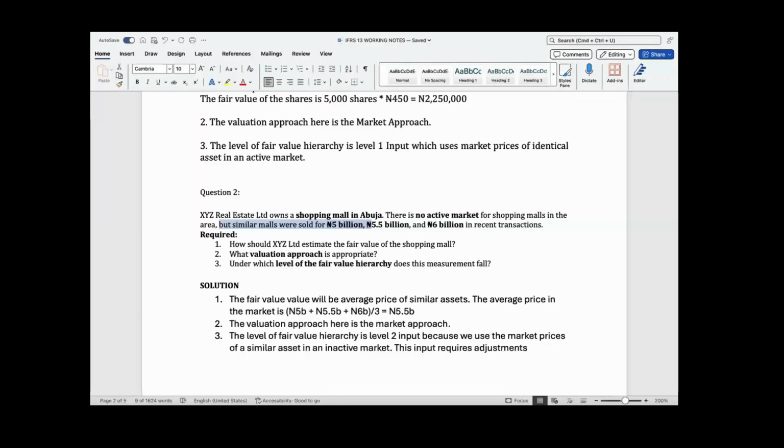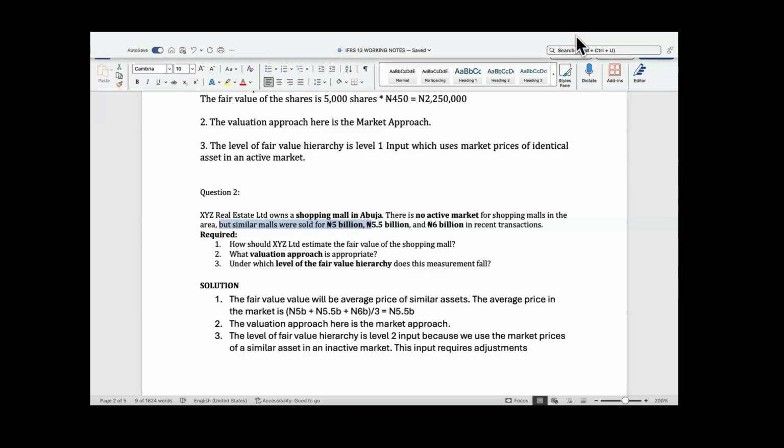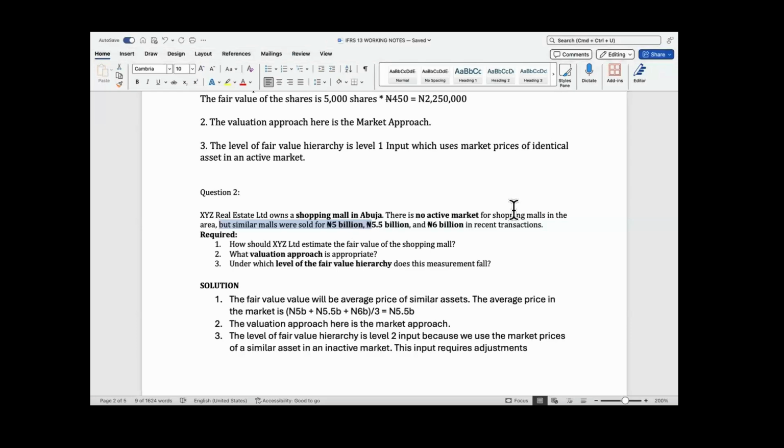Okay, yeah, sorry, can you hear me now? Yes, sir. Okay, so I said, is it this one you're talking about? No, like the number two question of each of these illustrations, they usually ask what valuation approach is appropriate or what valuation approach is used here. Were you in class last week? No, sir. Okay, all right. Okay, you can continue.